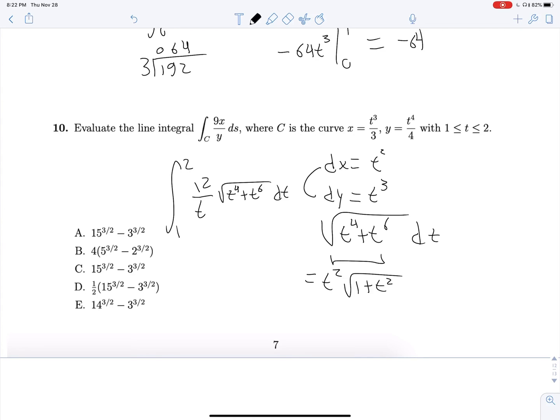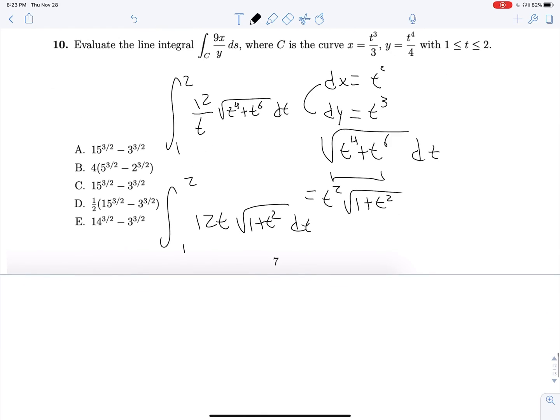And that's still looking a little ugly, but let's see what happens when we actually do that up here. We will get the integral from 1 to 2 of 12 t squared over t root 1 plus t squared dt. And this will just simplify down to 12t. Now we can do some u substitution.